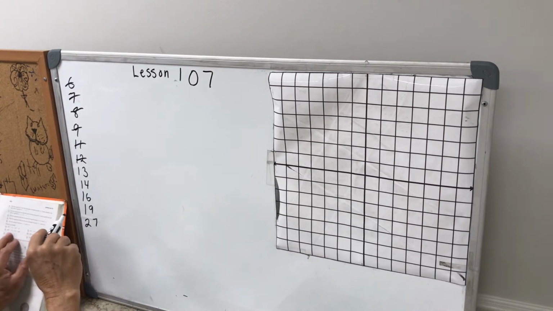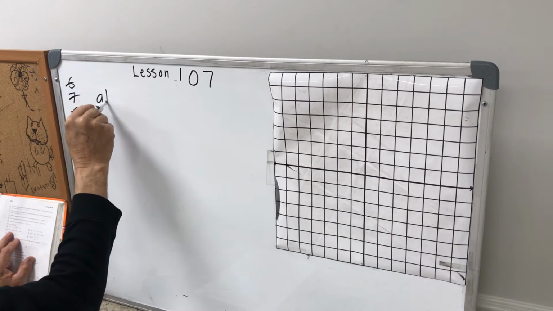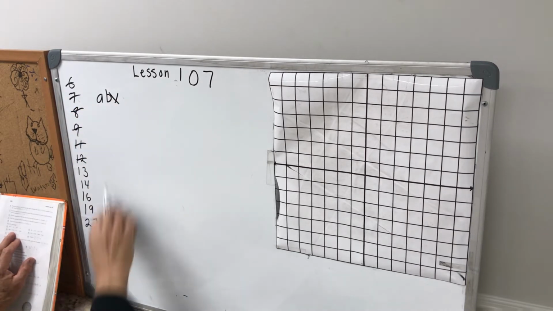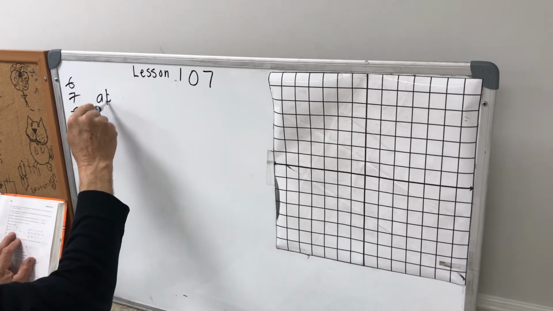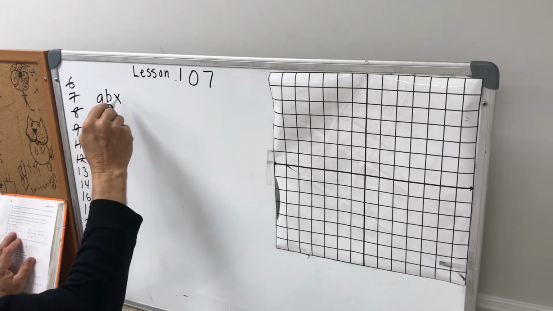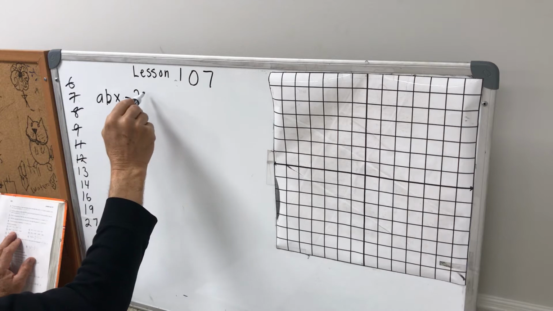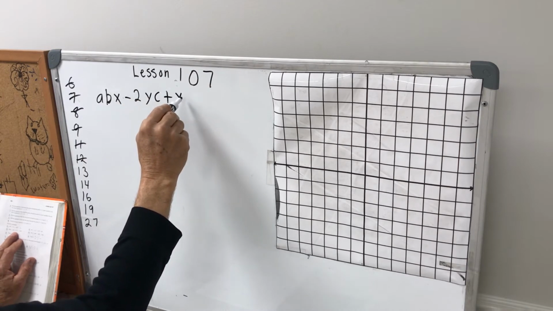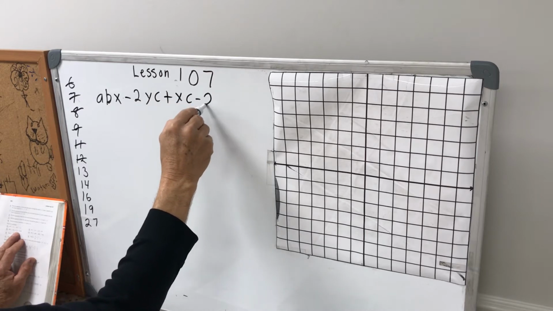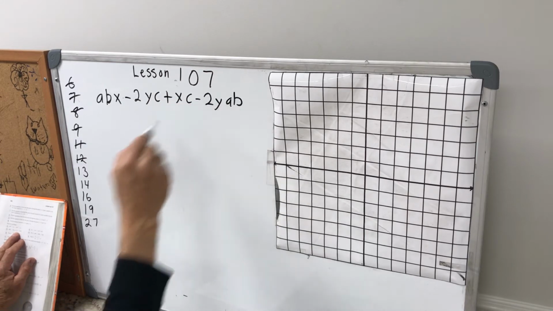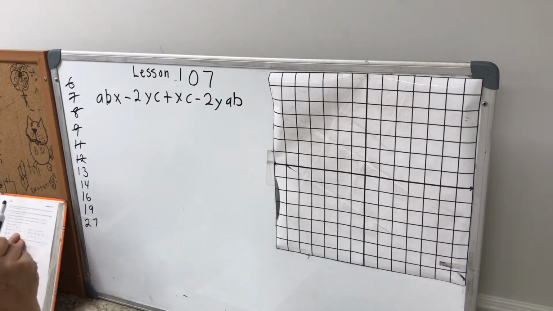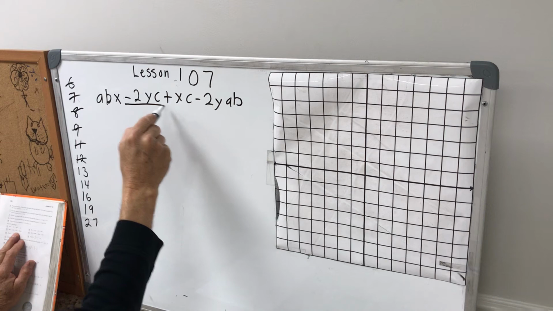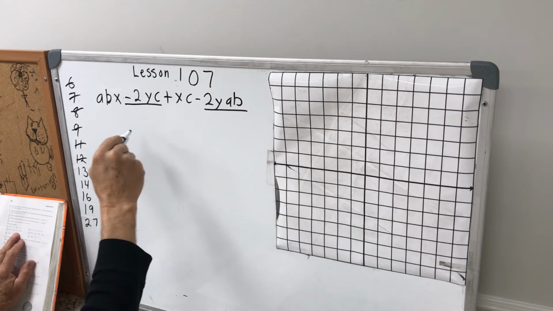And number 13. abx negative 2yc plus xc negative 2yab. Again, I see these whole numbers. That sometimes triggers it off here. Let's see if that would work.